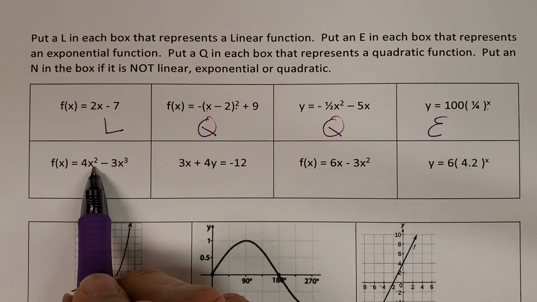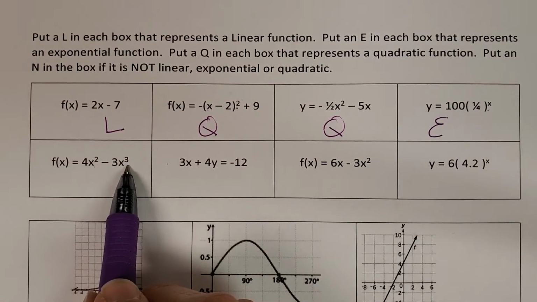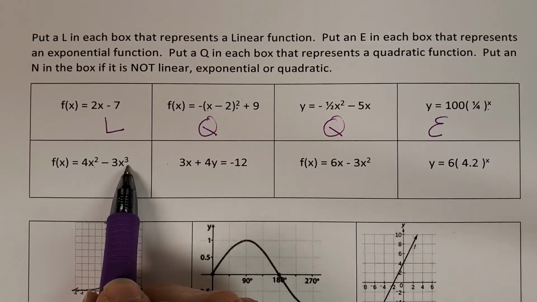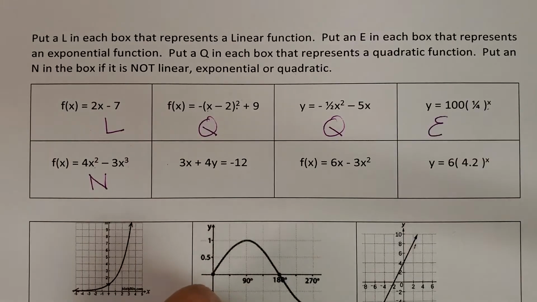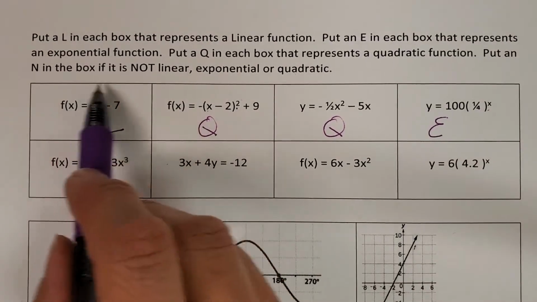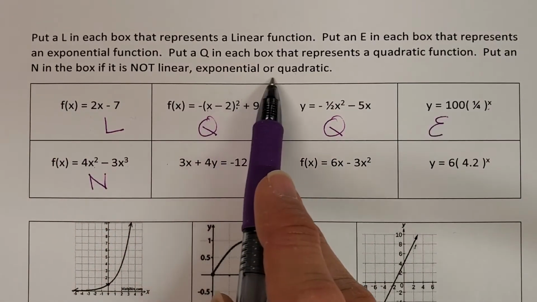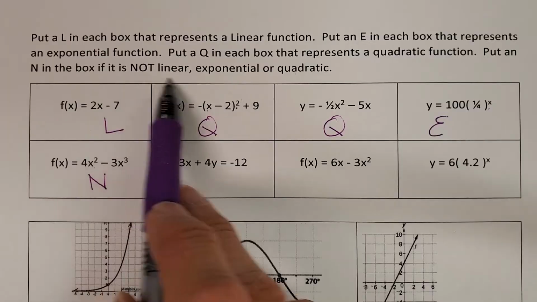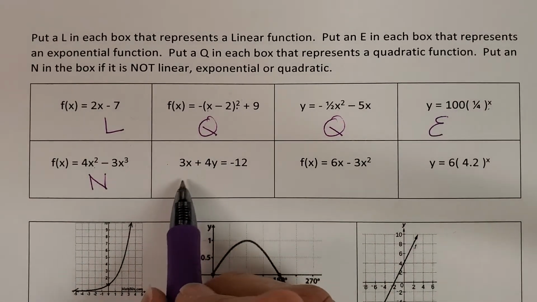This one has an x squared, so I'm thinking, oh, it's quadratic, but then I look right here and it's got an x cubed. That makes it cubic. Well, those aren't one of the three that I've learned, so I'm going to say neither. Okay, it's just not that one. Oh, it says put an N in the box if it's not linear, quadratic, or exponential. Oh, an N for neither, if it's not any of those. All right, you wouldn't think I made those directions the way I'm reading them.